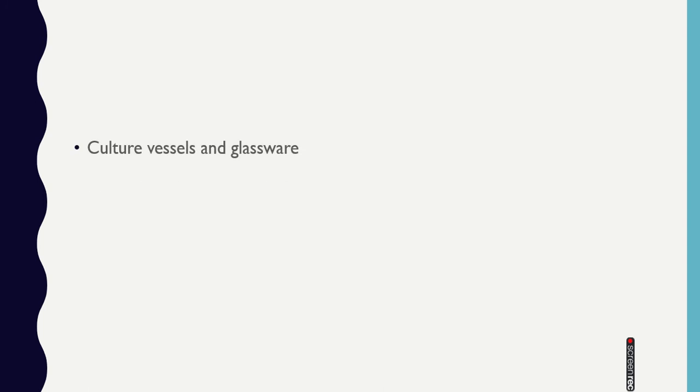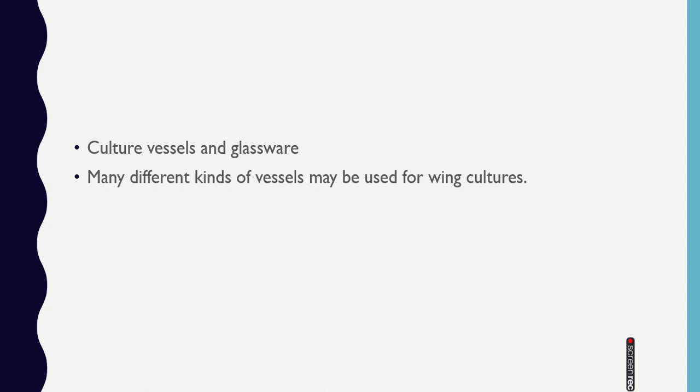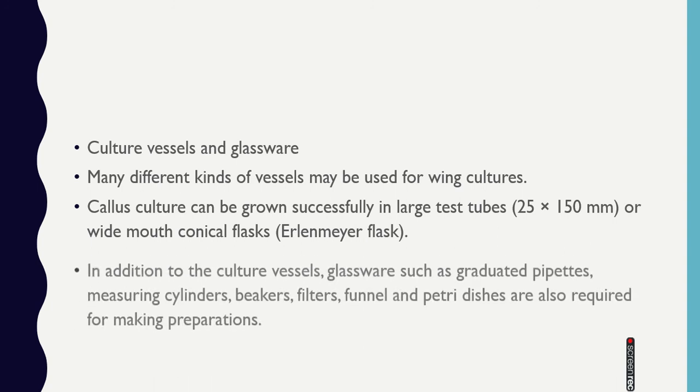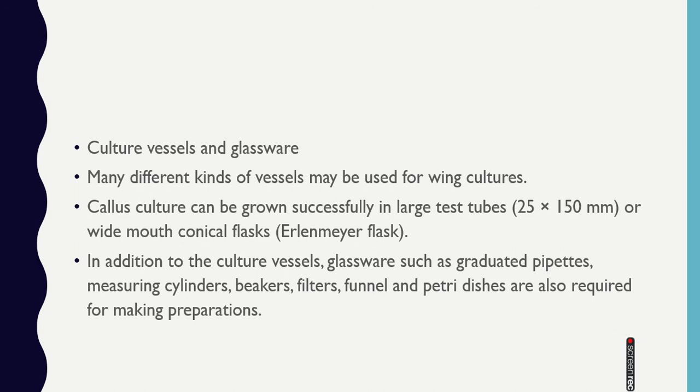Culture vessels and glassware. Many different kinds of vessels may be used for culturing. Callus culture can be grown successfully in large test tubes of about 25 to 150 mm, or a wide mouth conical flask, also known as an Erlenmeyer flask. In addition to the culture vessels, glassware such as graduated pipettes, measuring cylinders, beakers, filters, funnels and petri dishes are also required for making preparations.